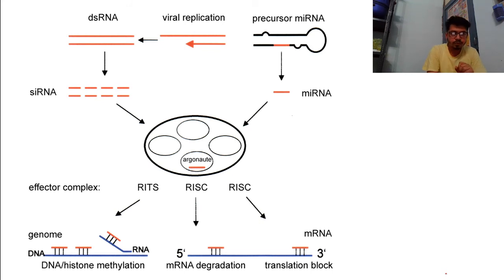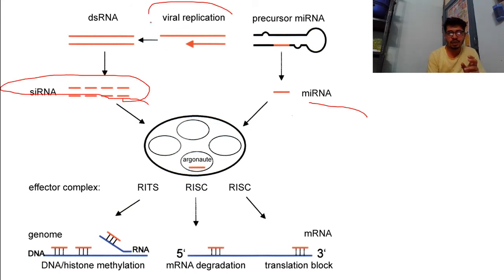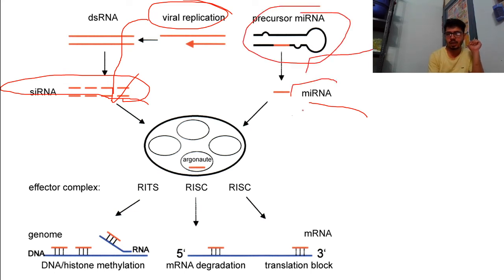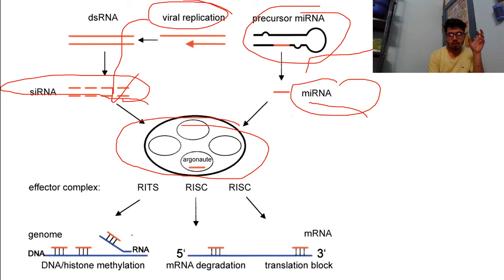Okay. So double-stranded RNA is degraded through siRNA. So this is siRNA, because viral replication makes double-stranded RNA, and that is degraded through siRNA. The precursor miRNA is endogenous in nature and will give rise to messenger RNA. Ultimately they will be loaded onto the RISC complex, and one way to protect the genome is known as the DNA and histone methylation approach.